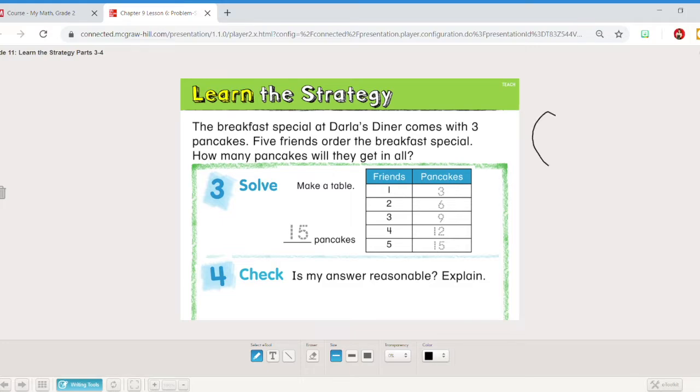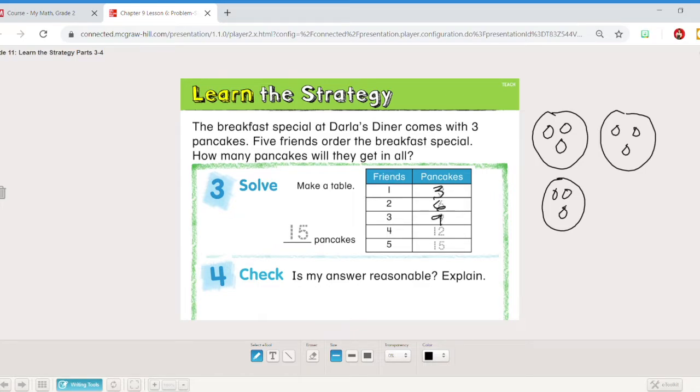So if one friend has it, I'll draw it here. Here's our first friend, they get 3 pancakes. Okay, well if 2 people get it, then they have a total of 6 pancakes. Well, now 3 people, and they get 3 pancakes each. Now they have their total of 9. See the pattern here? For each person, they're adding 3 to make our chart. So 4 people, now we have 12. And with 5 people, we now have 15, which means all 5 friends together had 15 pancakes.